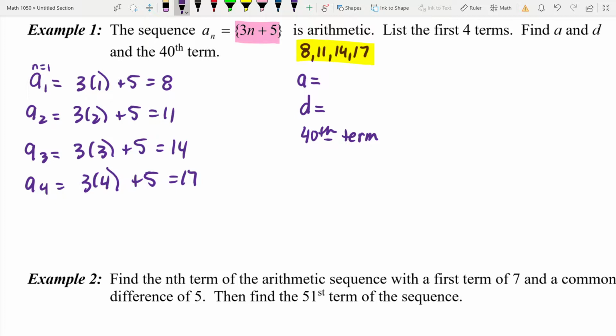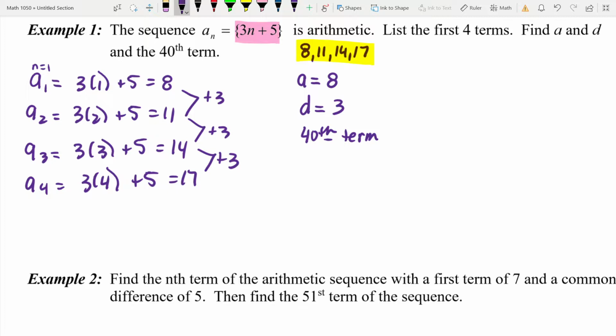It's the same thing as A sub 1. That is an 8. Okay? The D is what I'm adding or subtracting every time. So look right here. 8 plus 3 is 11. 11 plus 3 is 14. 14 plus 3 is 17. So my D is 3.